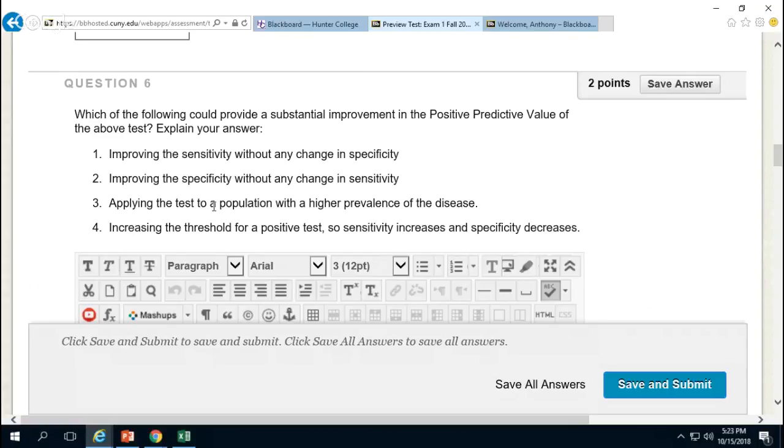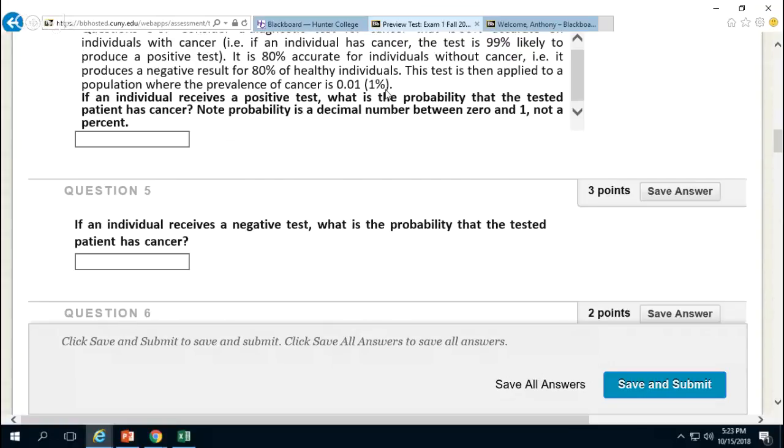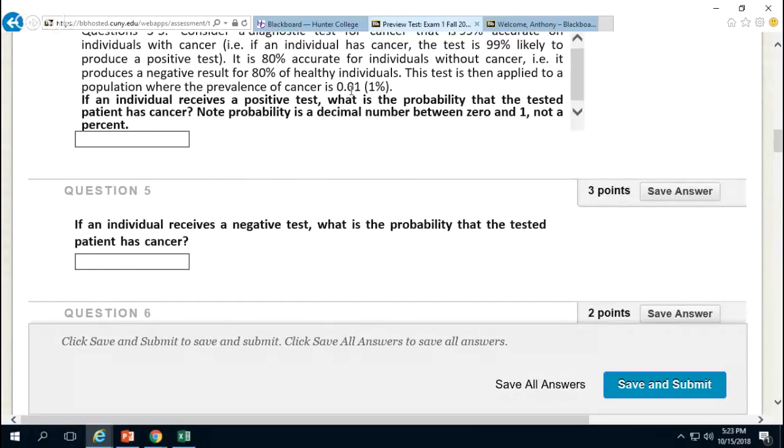As long as you've got a 20% error rate in the 99% of people who do not have the disease, it kind of doesn't matter what your accuracy is among those who do have the disease. No matter how sensitive your test is, if it has a high false positive rate, in this case 20%, and you're applying it to a population with 99% of people who don't have the disease, you're going to have a low positive predictive value.